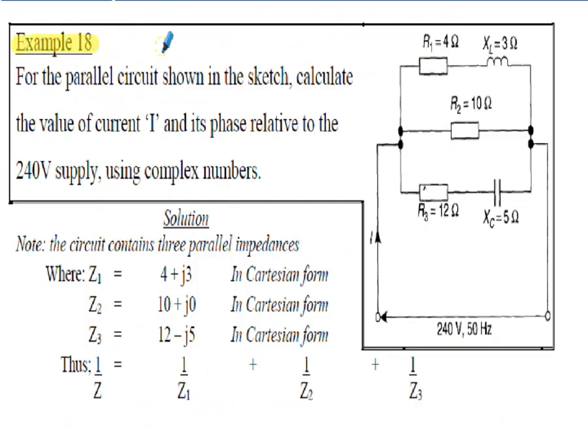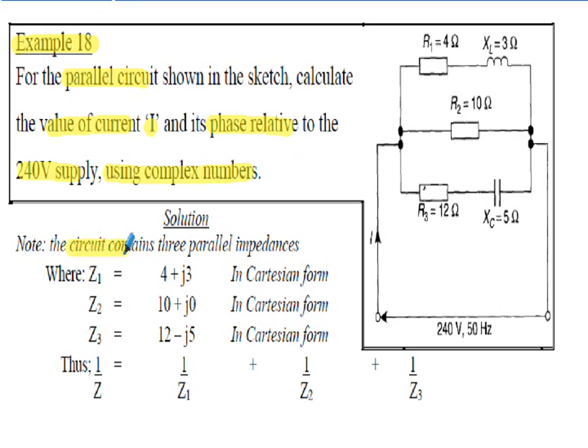Example 18, we're now going to look at a parallel circuit as opposed to the series circuits in the previous examples and questions. So for the parallel circuit shown on the right hand side, we're asked to calculate the value of the current I and its phase relative to a 240 volt supply. And we're going to use complex numbers to solve this problem.